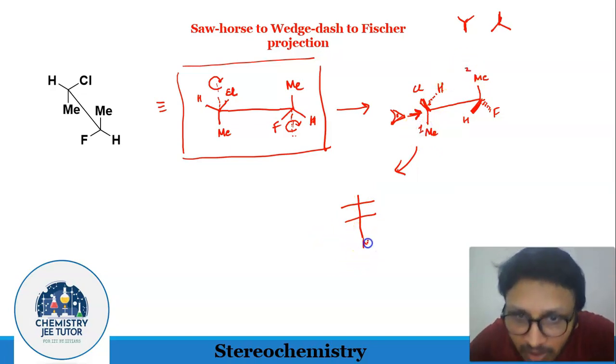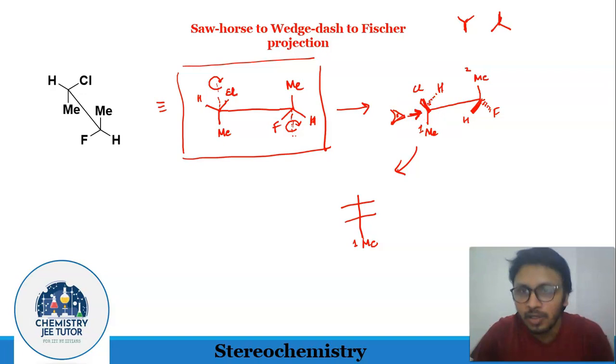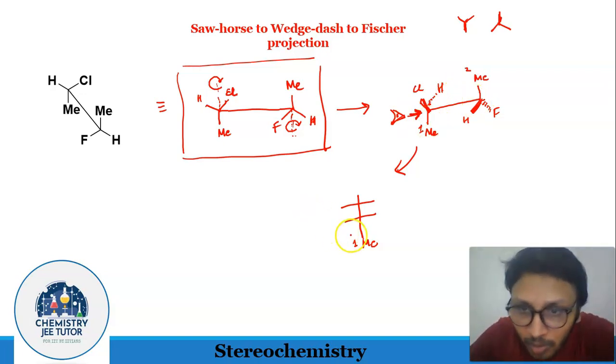The methyl 1 is down. Why is this methyl 1 down? Because this is the first one I am seeing. If I am seeing from here, this is the first carbon I come across. Then I go to this carbon. So methyl 1 comes down. This methyl 2 goes up. Okay, what are the tricks? We are seeing to here.